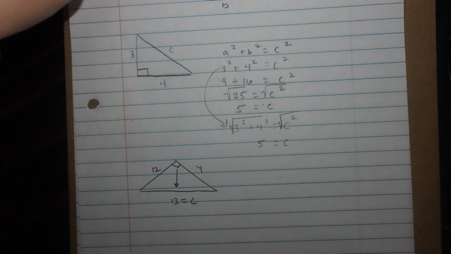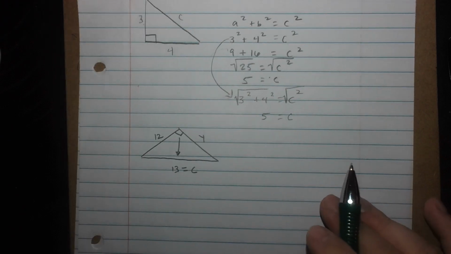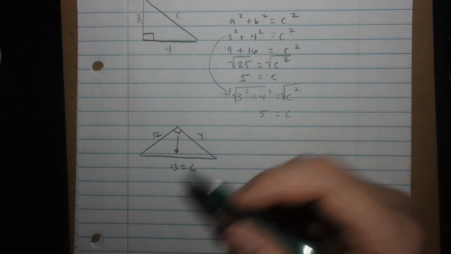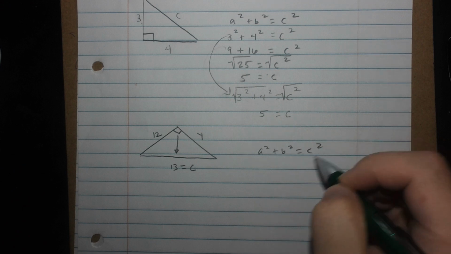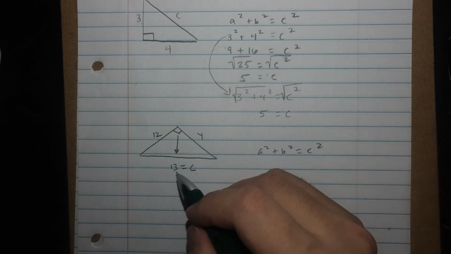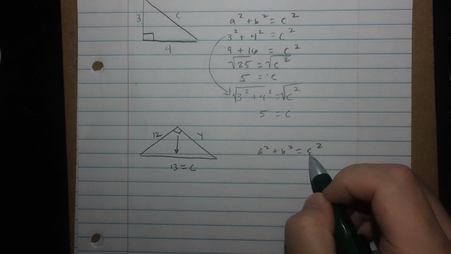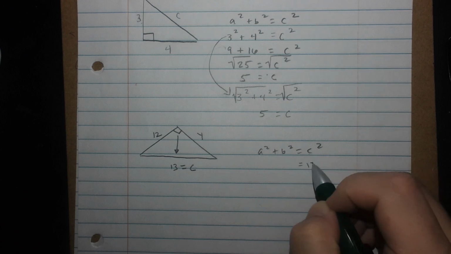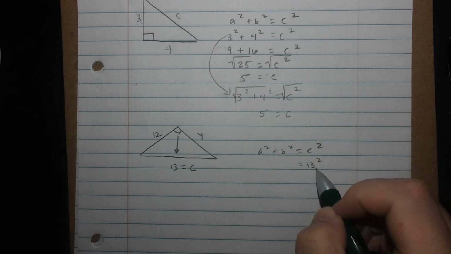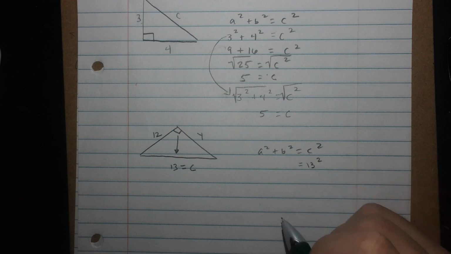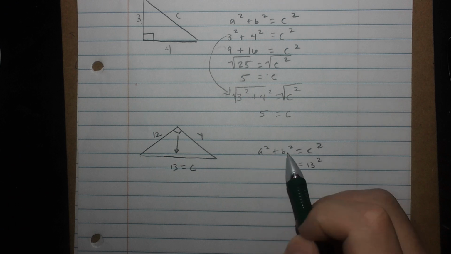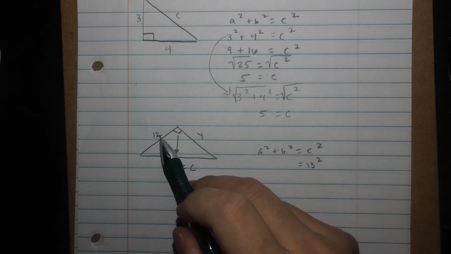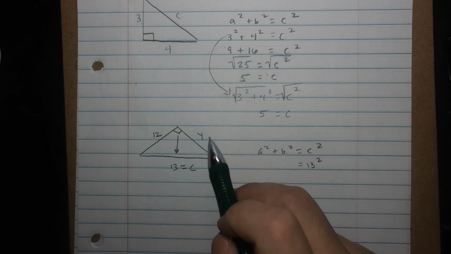C being the hypotenuse. So let's go ahead and apply the Pythagorean theorem, because if you're given a right triangle, then a squared plus b squared equals c squared. And we know what c is. The value of c is 13. So I'm going to replace c with 13. So I should have 13 squared on the right-hand side of the equal sign. So here's A, here's B. You can call this A or B. If you call this A, then this has to be B.